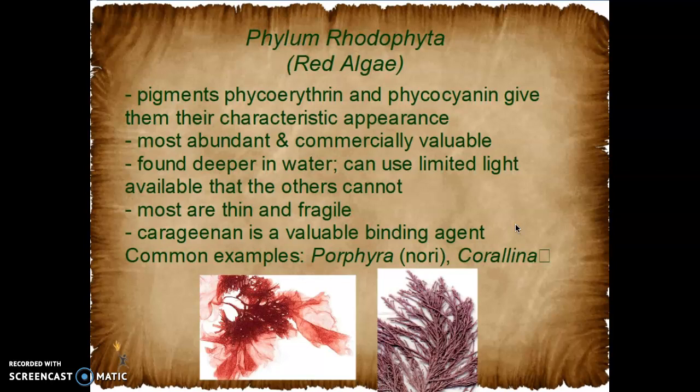Most of them are very thin and fragile, like this one you could actually see through. This one is called Porphyra or nori. This is actually the one that we make seaweed out of for sushi. And this one is called Corallina. It actually looks kind of like coral, and it's very fragile.